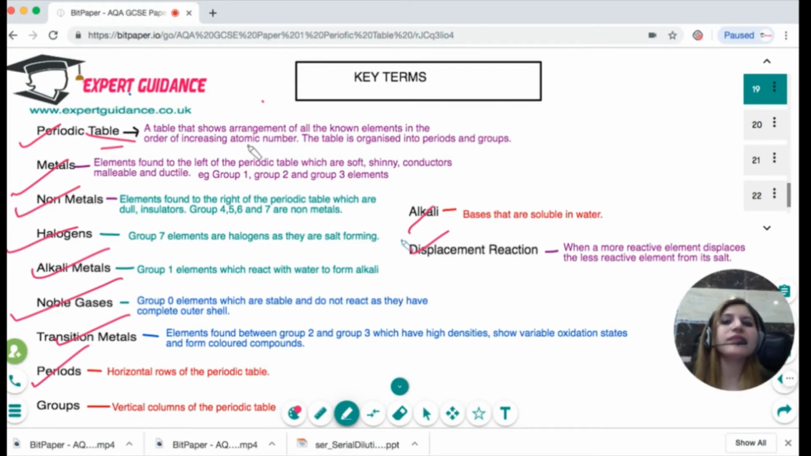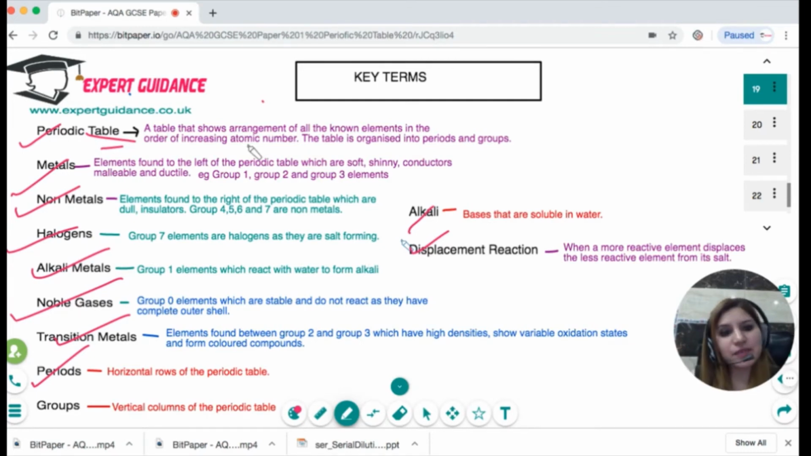Non-metals are the elements found to the right of the periodic table, which are dull, insulators. Example, group 4, 5, 6, and 7. Halogens are group 7 elements as they are salt forming. Alkali metals are group 1, which react with water to form alkali. Noble gases are group 0 elements, which are stable and do not react as they have a complete outer shell. Transition metals are the elements found between group 2 and group 3, which have high density, show variable oxidation states, and form colored compounds. Periods are the horizontal rows of the periodic table. Groups are the vertical columns of the periodic table. Alkalis are the bases that are soluble in water.